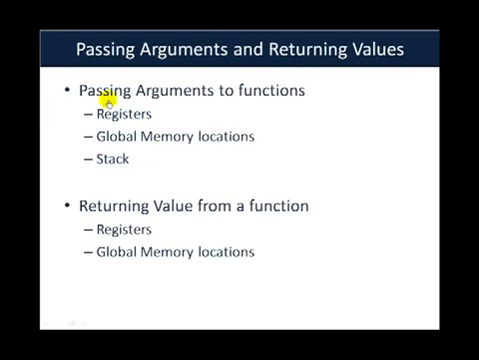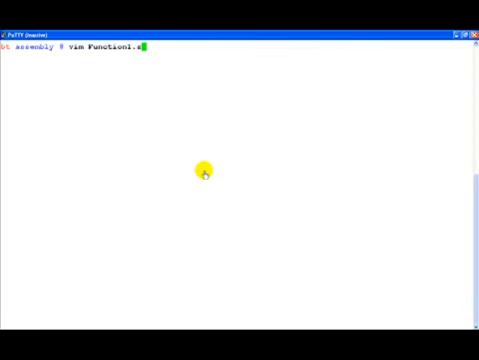Now let's look at a very simple example of how to write a function which is going to print a string onto the stdout. In this we will look at two variations of the program, one in which registers are used to pass arguments and the other in which global memory locations are used. In the next video, we will look at a more detailed example of how to use the stack in order to pass arguments to the function. Well, let's move on to our example.